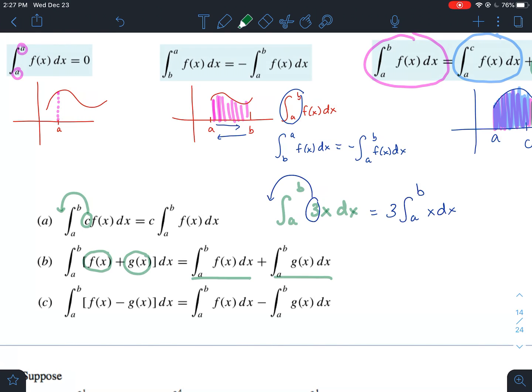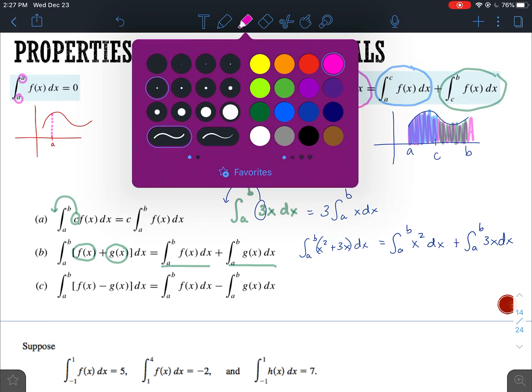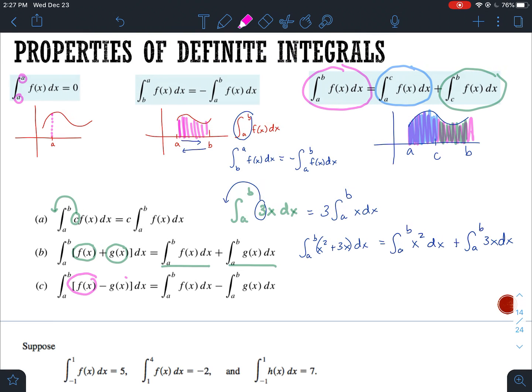If you are adding on the inside of a definite integral, so f of x plus g of x, you can separate it into two separate definite integrals if you want to. So the integral from A to B of f of x plus the integral from A to B of g of x. So for instance, if you had the integral from A to B of x squared plus 3x, if you want to, you could separate this into two separate integrals. You can take the integral from A to B of x squared dx plus the integral from A to B of 3x dx. Again, you don't have to, but just know that you can separate them.